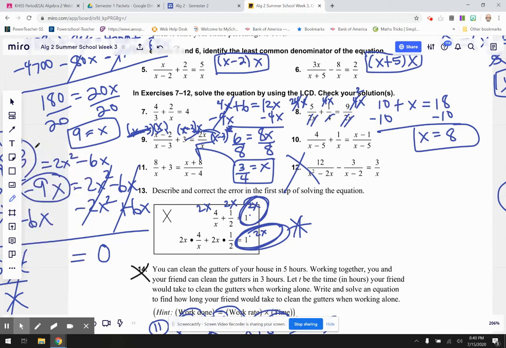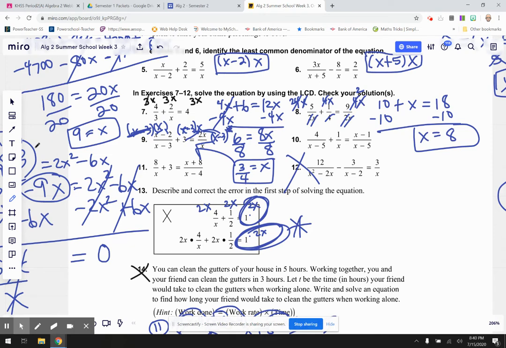Okay, so for number 7, to get rid of that first denominator, we would need to multiply everything by 3. To get rid of the second denominator, we'd need to multiply everything by x. The third one doesn't have a denominator.